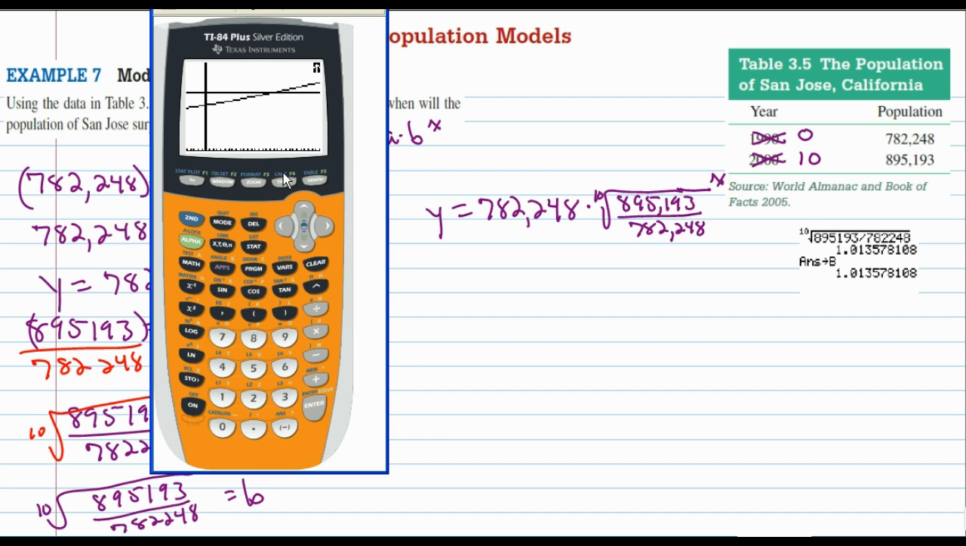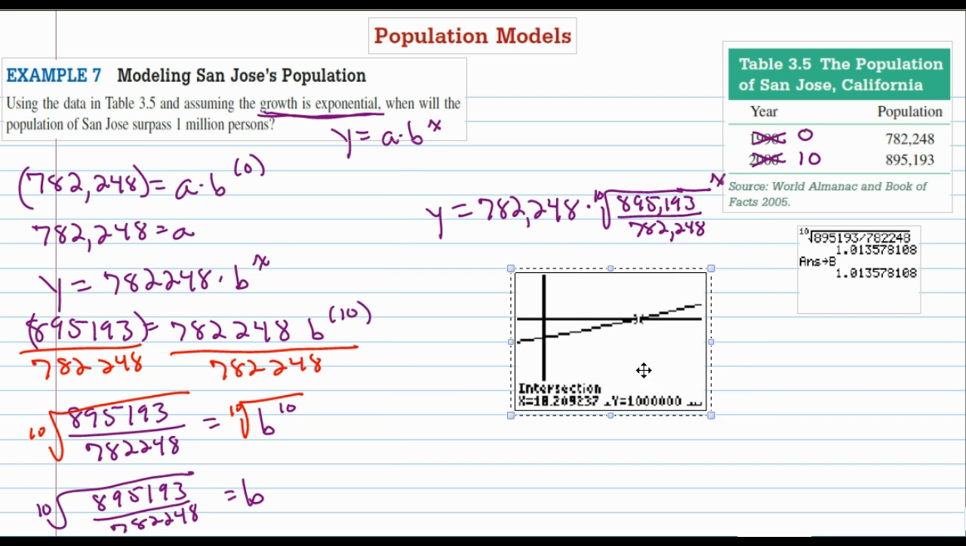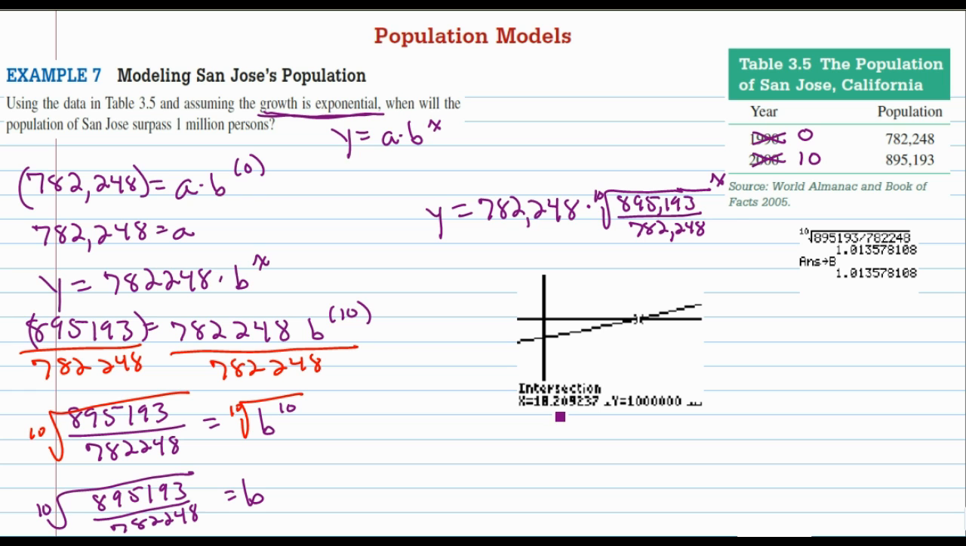So second calc, intersect, enter, enter, enter. Looks like it's going to take about 18.21 years. The question says, when will the population of San Jose surpass 1 million people? So 18.21 years would bring us to about, let's see, that'd be 2008.